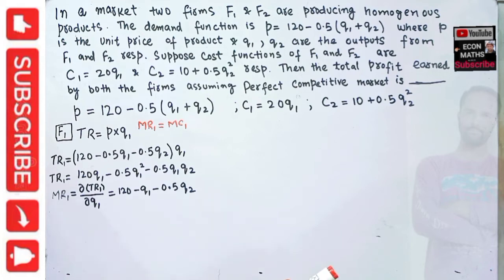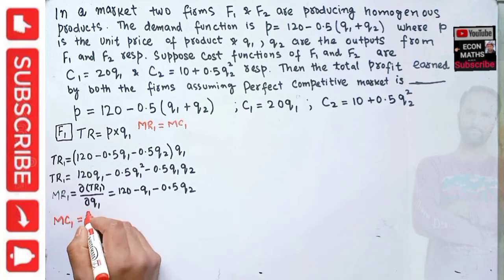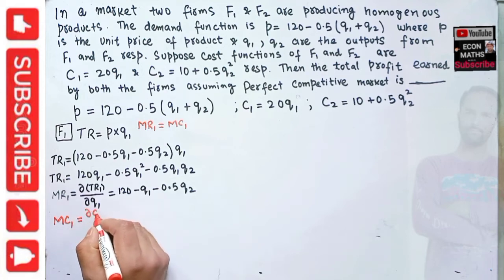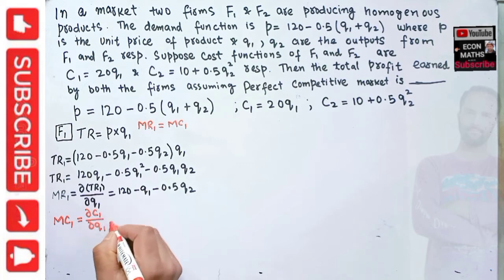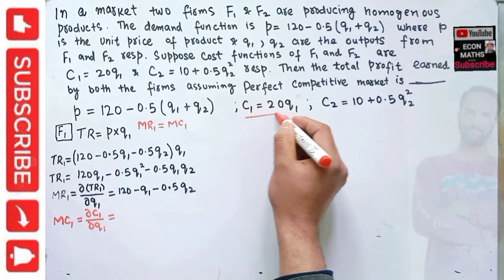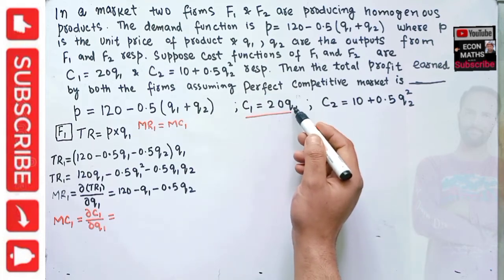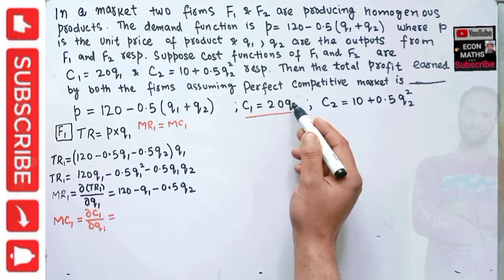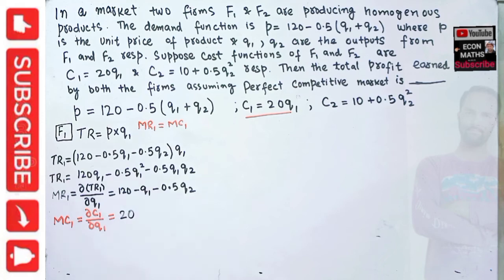Now what is the marginal cost for firm 1? Marginal cost for firm 1 is simply the derivative of the cost function of firm 1 with respect to Q1. Total cost is given by this function. Taking the derivative with respect to Q1, the derivative of 20 Q1 is 20. So the marginal cost is 20.